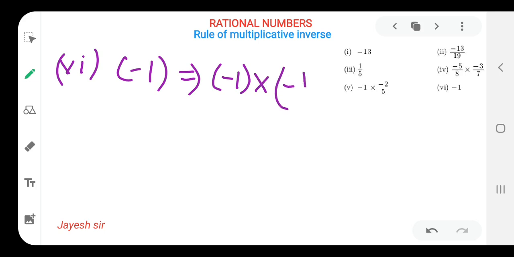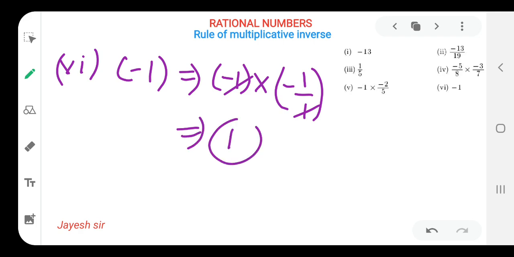We are just supposed to write minus 1 should be multiplied with minus 1 upon minus 1. So minus minus is plus, and 1 cancels. So what we get is 1. Minus 1 into minus 1 is 1. So here we have got the result as 1. So the reciprocal of minus 1 is equal to minus 1 upon 1. I hope, friends, you all might have understood and cleared your concept.